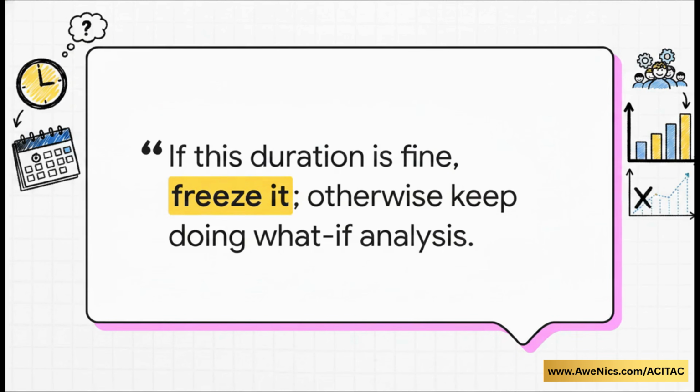I absolutely love this point from our source material. If this project duration is fine with you, you can freeze this as a baseline. Otherwise, you'll have to keep on doing what-if analysis. The crucial takeaway here is that a 99-day schedule isn't mandatory, right? The software is just showing you the mathematical reality of your strict resource limits. If a 5-day delay is totally unacceptable to your client, well, you can't freeze this as your baseline. You have to keep analyzing.